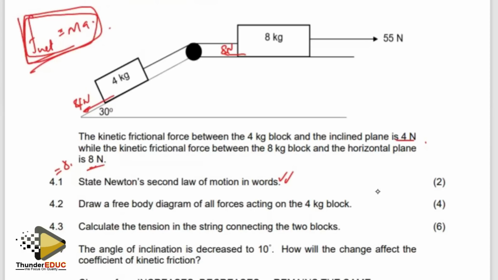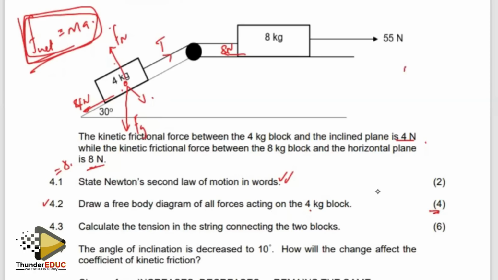Okay. Then they want us to draw a free body diagram for all the forces that are acting on the 4 kg. So the 4 kg is on an incline. Okay. So if it's an incline, we shall have this. Since it is a string, we shall have the tension. Then the weight is going to act downwards, which is the Fg. And then this is going to be the Fg perpendicular. And then this is our normal force. And then we said we have the frictional force. So still 4 marks for around about 4 forces.